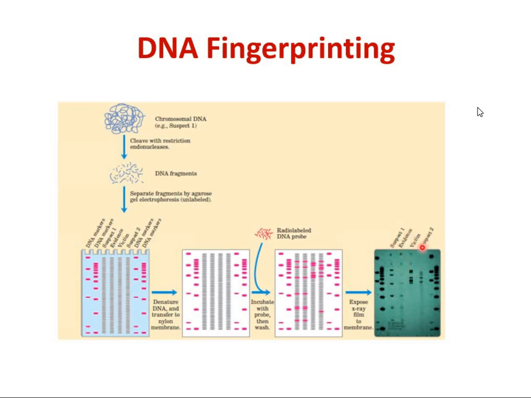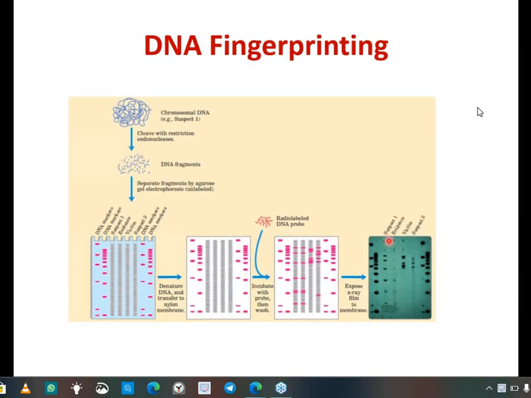But now you have suspect 1 and suspect 2. When you matched the evidence with them, the pattern is matching with suspect 1 rather than suspect 2. So it is more evident that suspect 1 was present at the crime scene. So that is what DNA fingerprinting is. This can even be used for paternity testing.